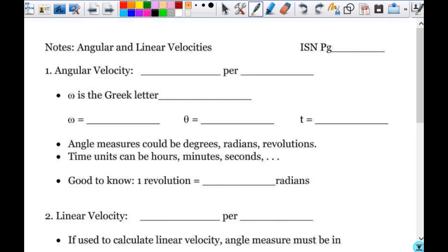So let's go on page 103. Now, we're talking about angular and linear velocities. What's another word for velocity? Speed. Yes, y'all learned physics, right? Speed. Okay. So, velocity and speed, same thing. Okay. So we have angular velocity and linear velocity.